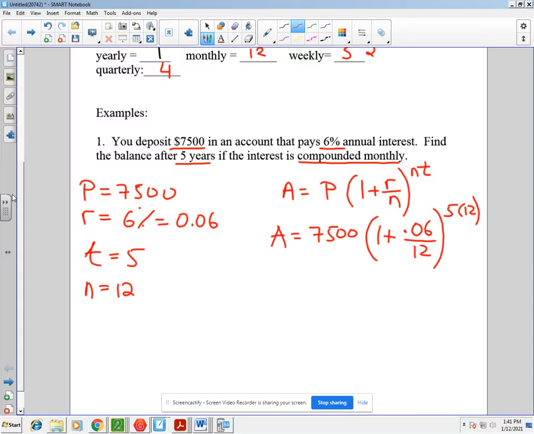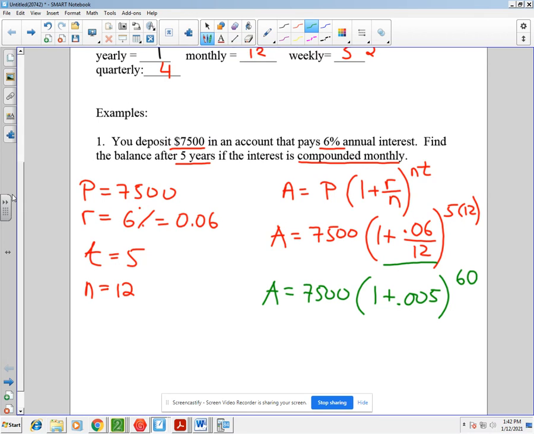Okay, now we have this equation. So how do we solve this? We have multiplication, we have addition, we have exponents. First, we do whatever is inside of parentheses. But in parentheses, I have division and addition. So first, I will divide 6% over 12. That's my first thing I will do. So I get A equals 7,500 times 1 plus, again, 0.06 divided by 12 is 0.005. And everything raised to 5 times 12, which is 60.